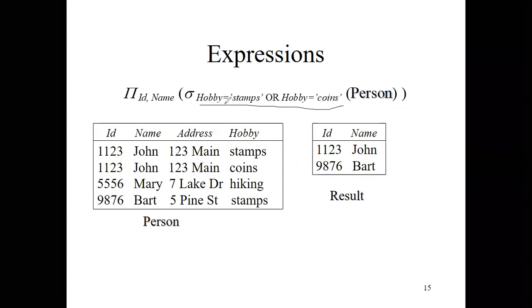So first we have to select the person who has the hobby of collecting stamps or coins. If you observe here, we have the person John who has the hobby of collecting stamps, and he also has the hobby of collecting coins. Why am I saying he also collects coins? Because their ID is the same, right? Their ID is the same. So first I'll write the selection condition expression.